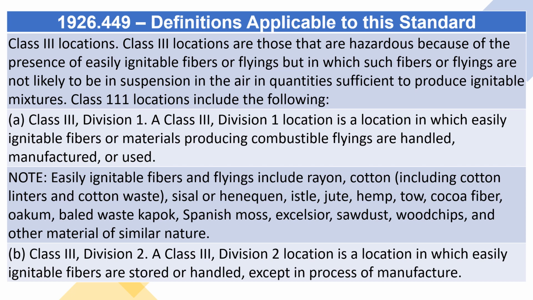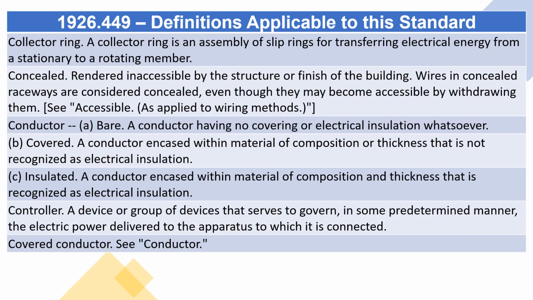B. Class 3, Division 2. A Class 3, Division 2 location is a location in which easily ignitable fibers are stored or handled, except in process of manufacture. Collector ring. A collector ring is an assembly of slip rings for transferring electrical energy from a stationary to a rotating member. Concealed. Rendered inaccessible by the structure or finish of the building.